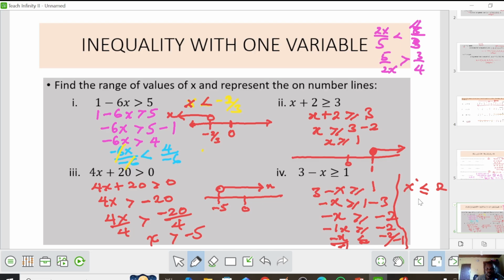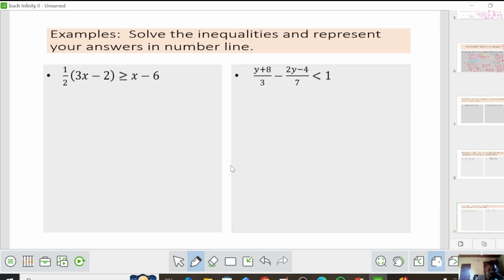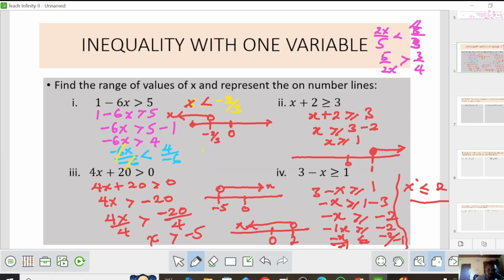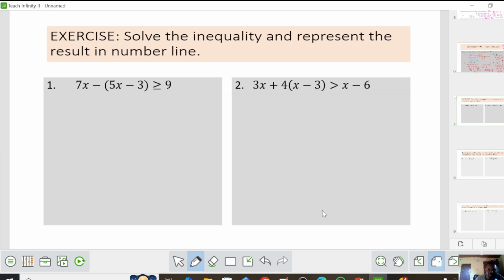This can be represented on a number line like this. You put this 0, then you put your 2 here. Because it's less than, it's going to the left, then you put your x. So this is how to solve this question and represent it on a number line. Right, let's go to the next question.